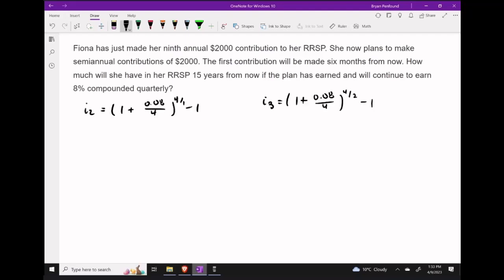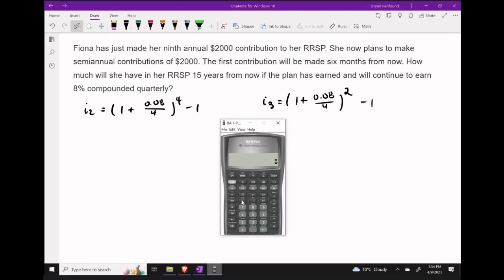So in this question, we are going to have to make use of two equivalent rates. I'm going to call them I1 and I2. I2 is going to take our 8% compounded quarterly and convert this into an annual rate to deal with the first part of this problem. Since 4 divided by 1 is equal to 4, let's simplify that power. I3 is going to take our 8% compounded quarterly and convert this into a semi-annual rate. And since here 4 divided by 2 is equal to 2, let's update that power.